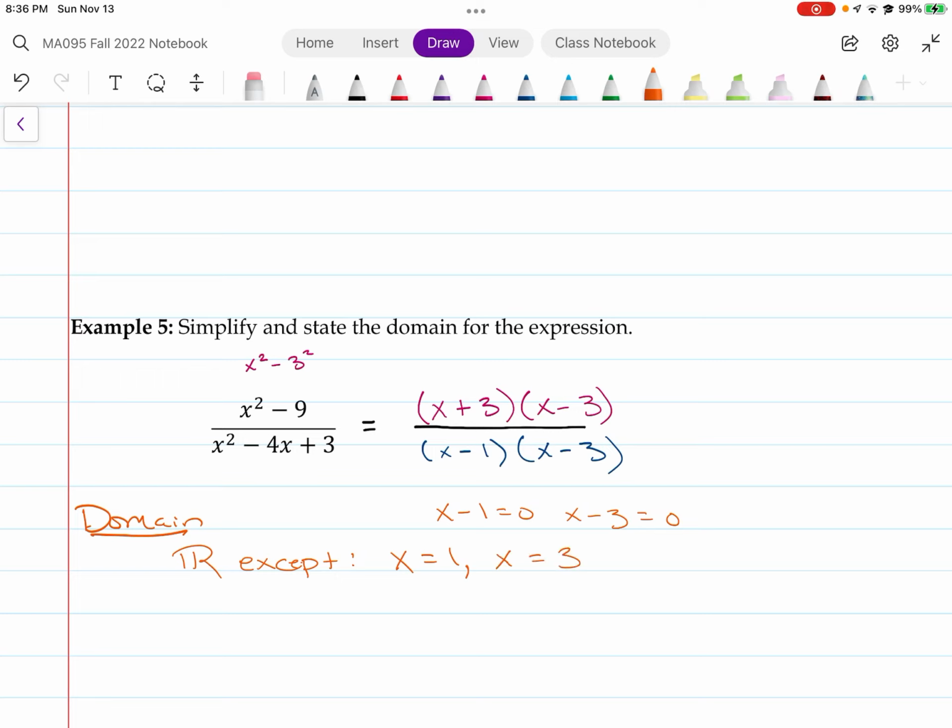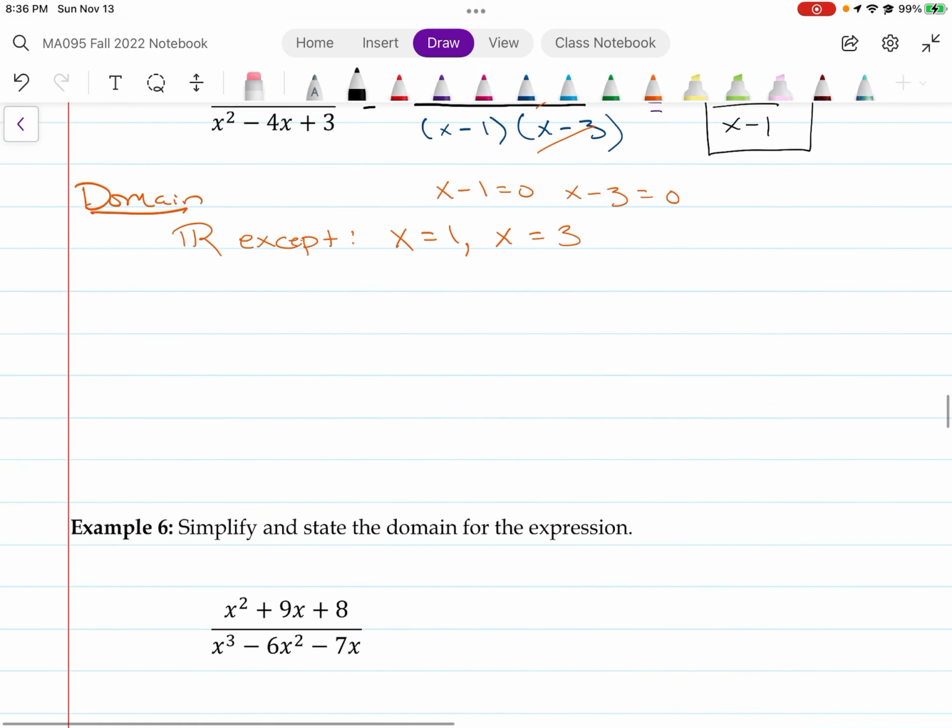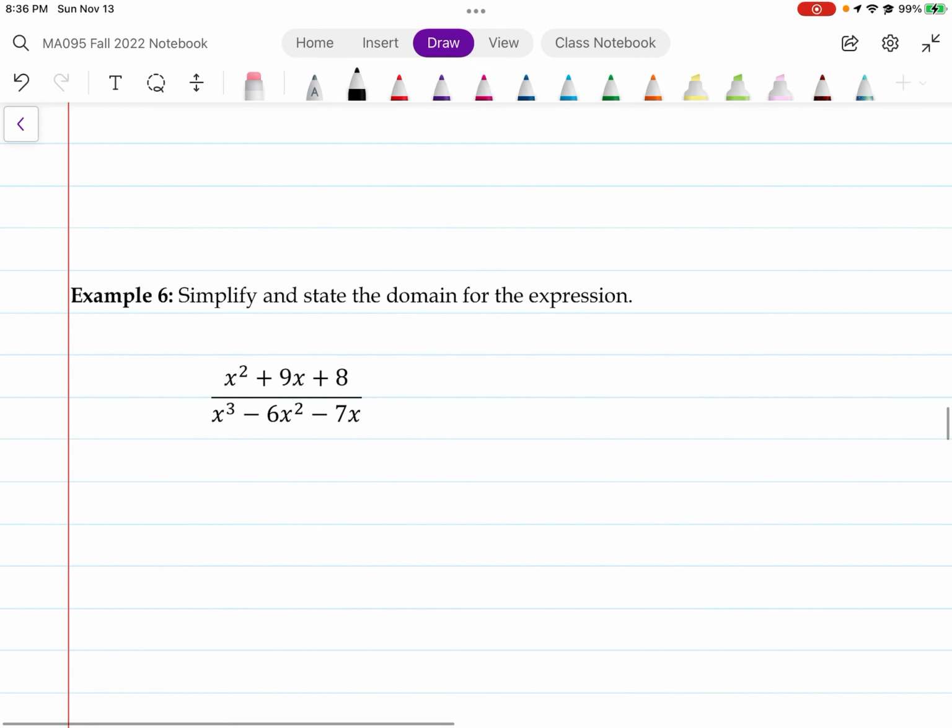All right, so let's continue on with this. So what cancels? And the x minus 3 factor cancels out. And we get x plus 3 over x minus 1. And that's what it's simplified to. Okay, give this one a try.